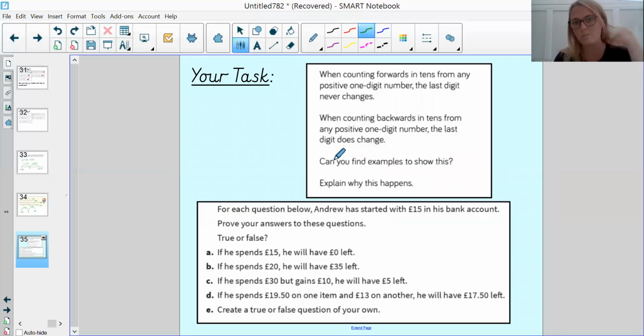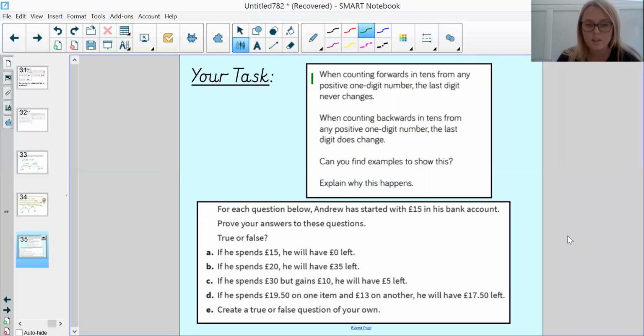Let's just read through them so we know what we're doing. So the first question says, when counting forwards in tens from any positive 1-digit number, the last digit never changes. Okay. When counting backwards in tens from any positive 1-digit number, the last digit does change. Can you find examples to show this and explain why this happens?